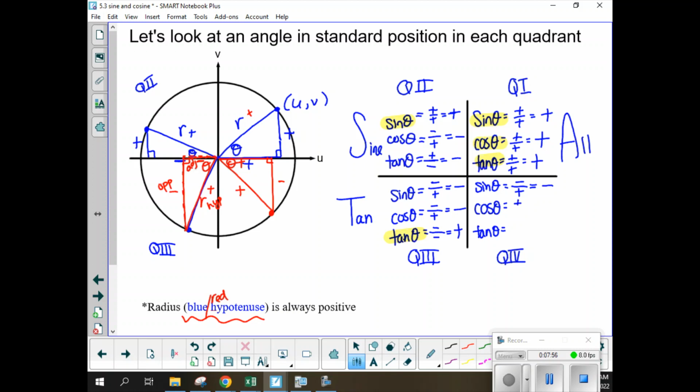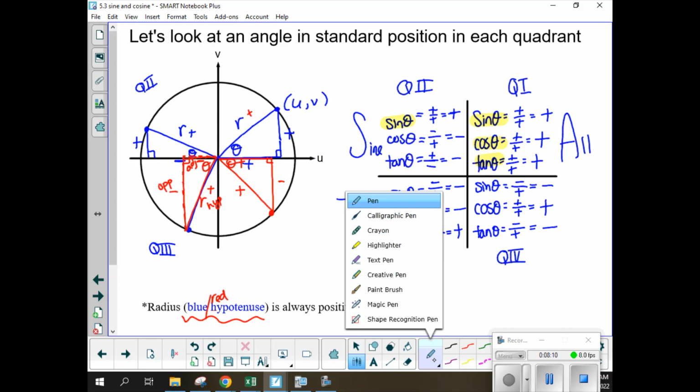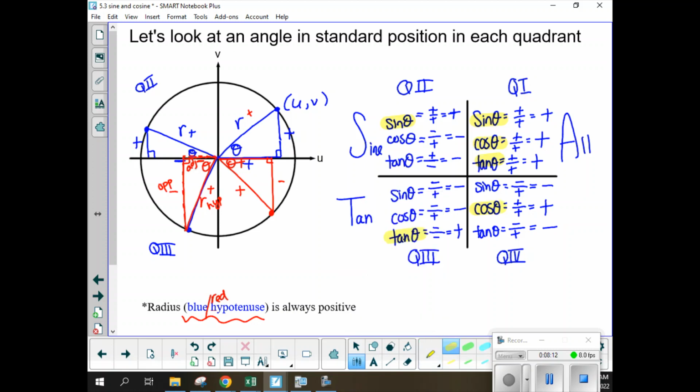Cosine, adjacent over hypotenuse, that result is positive. And tangent would be when we have an opposite over adjacent and negative over a positive, that would always give us a negative ratio. So in quadrant 4, only cosine is positive. Let's put a big capital C here for cosine.